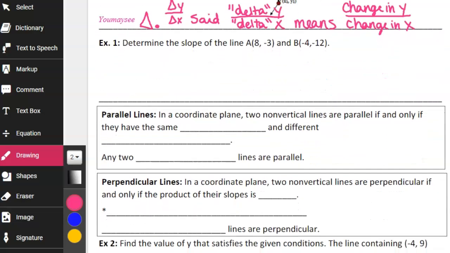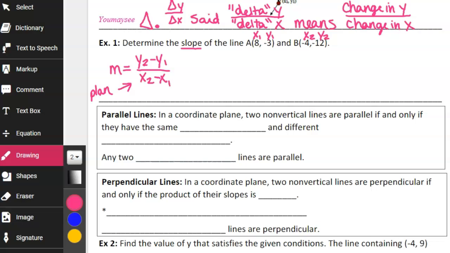In example 1, it says determine the slope of the line if point A is at (8, -3) and B is at (-4, -12). If I am determining the slope, that's m, I need to start off in pre-AP with a plan. My plan is my formula, y2 minus y1 over x2 minus x1. That means absolutely nothing if I don't have y2, y1, x2, and x1, so I need to make sure that I label. This will be point 1, with my x1 and my y1. This will be point 2, with my x2 and my y2.